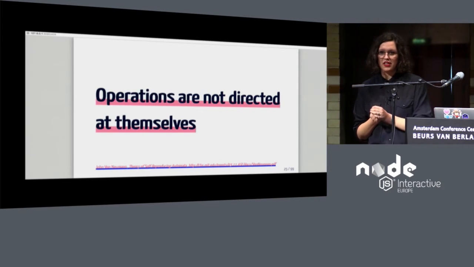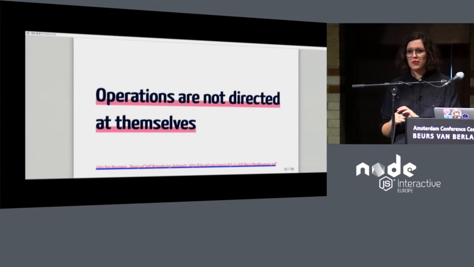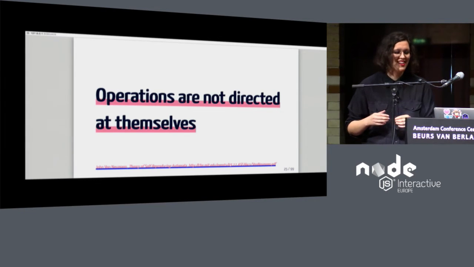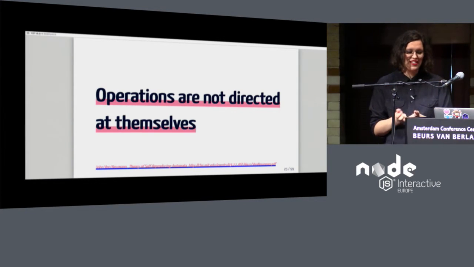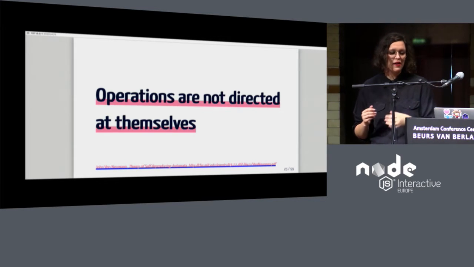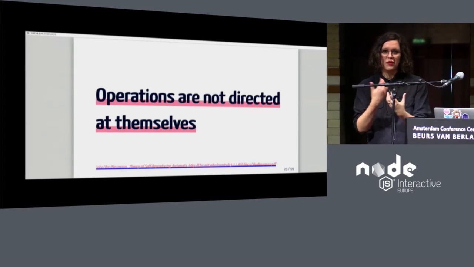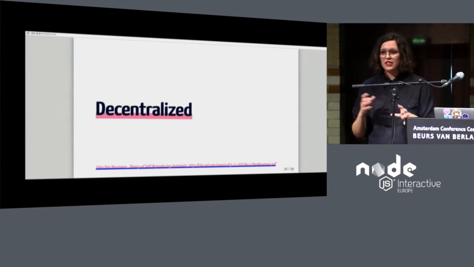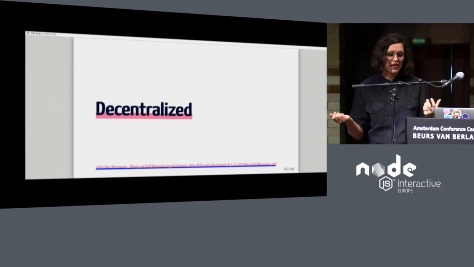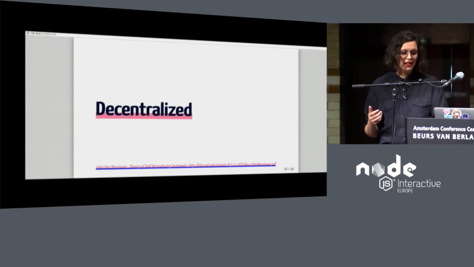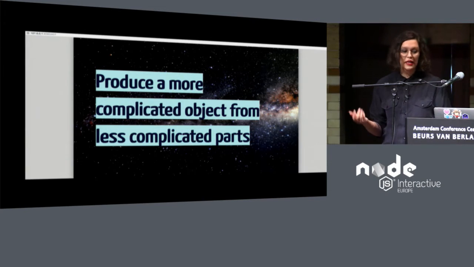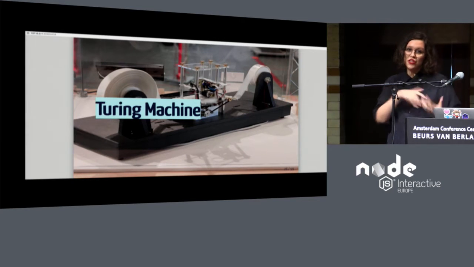Three, operations are not directed at themselves. So whenever something happens, they're not changing themselves, I guess, if we consider automata as humans. Von Neumann had this interesting relationship when he wrote about it. So operations are not directed at themselves, they're transfiguring something else. And four, it's a decentralized system. With these four traits put together, what's super interesting is that they produce much more complicated objects than themselves. And that could be easily seen in something like the Turing Machine, which is an automata.